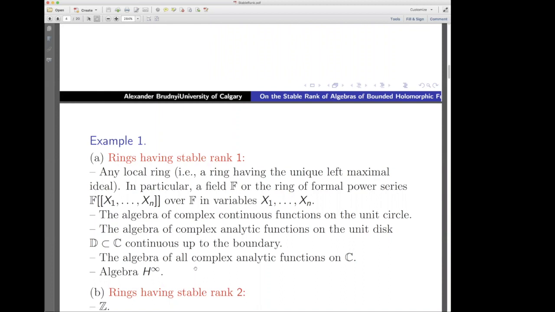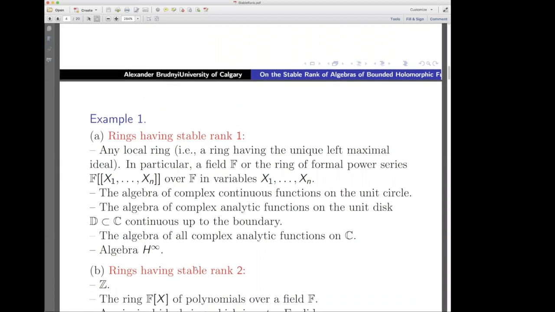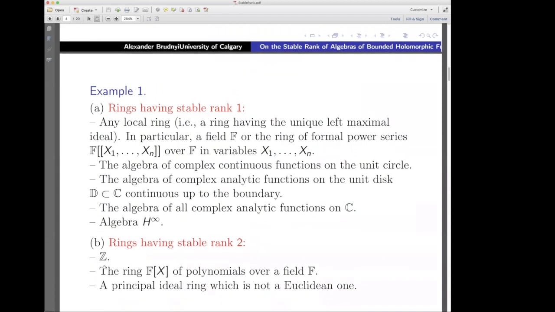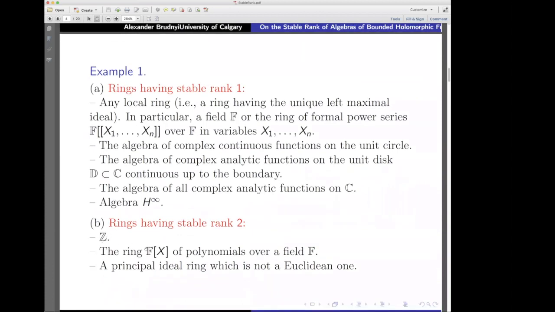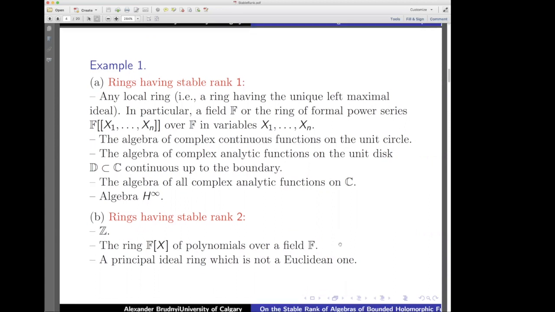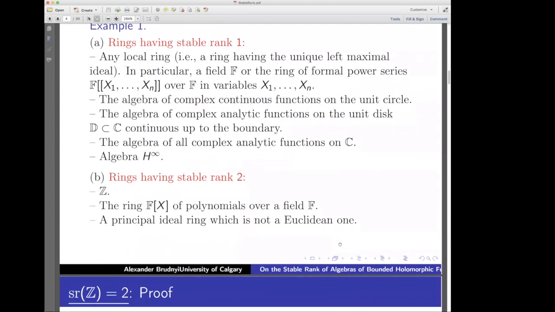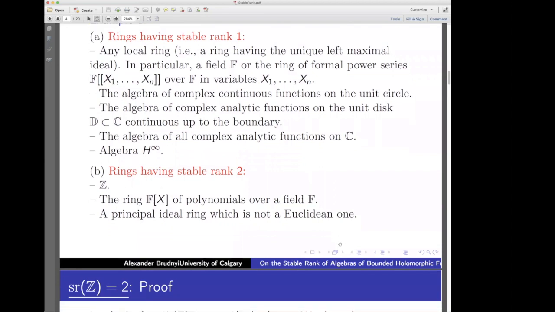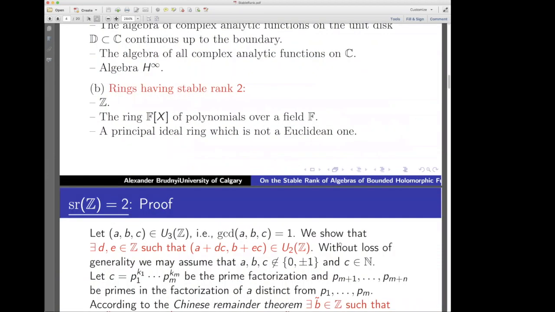Now, examples of rings having stable rank 2. For instance, the ring of integers, and I will show you how to prove it. The ring of polynomials of one variable over a field F. Any principal ideal ring which is not a Euclidean one also has stable rank 2. Now let us show how to prove that the stable rank of the ring of integers is 2.